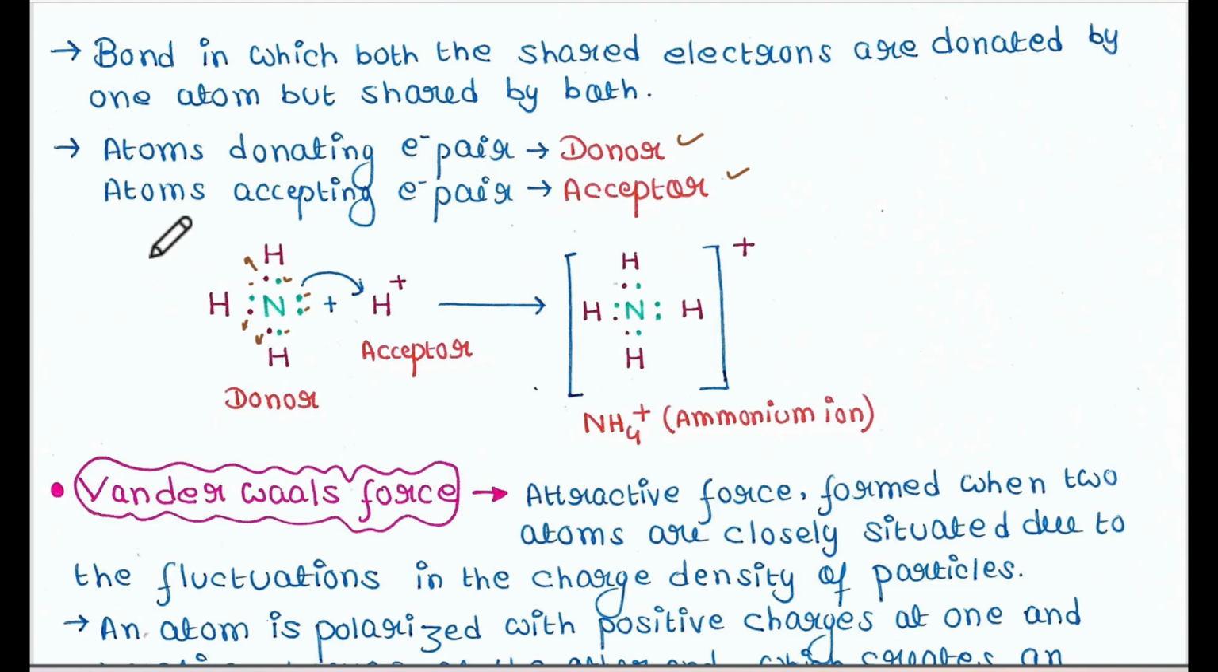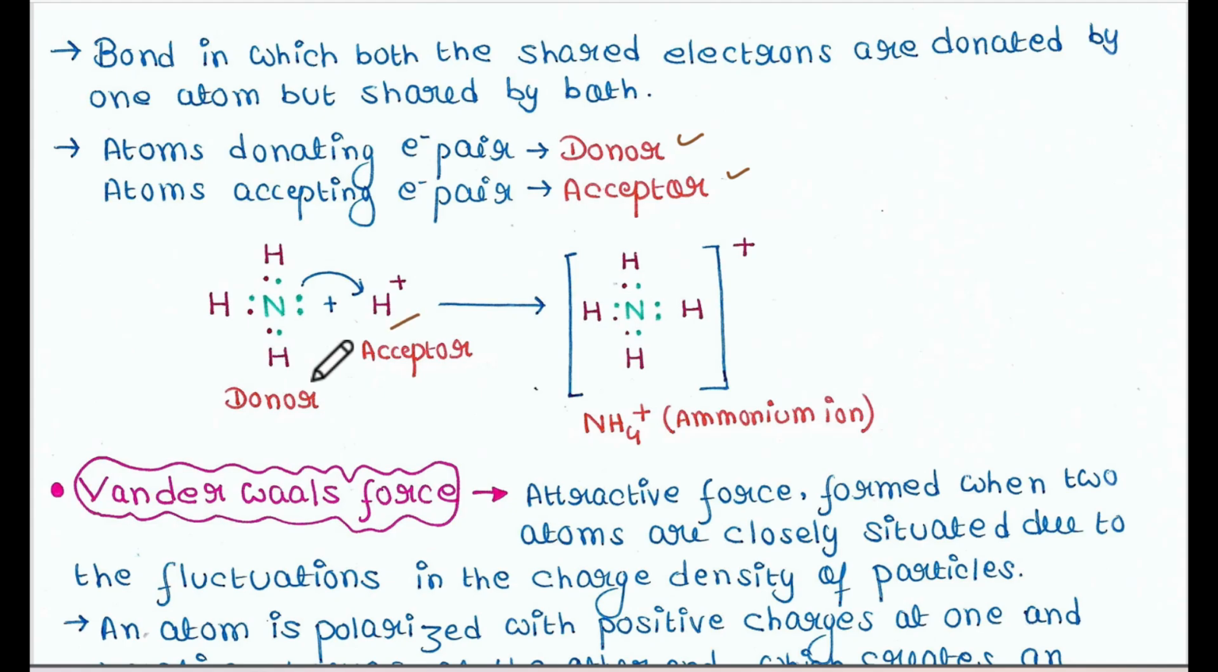Now what happens? The hydrogen atom requires one more electron in its shell to get stabilized, and the nitrogen atom requires 3 more electrons in its second shell to get stabilized. So in this way it is arranged.